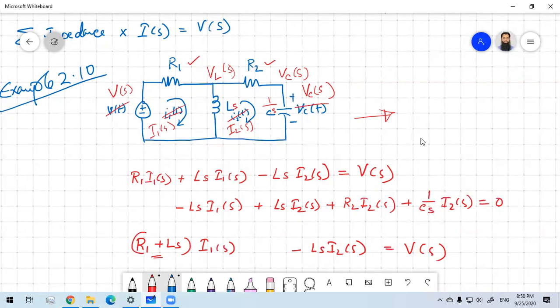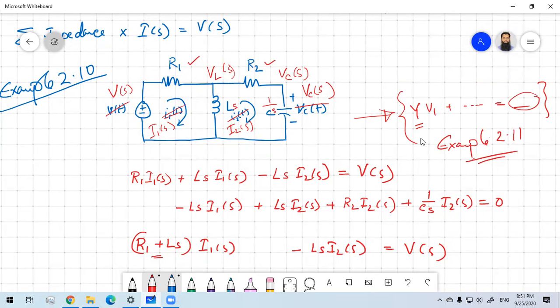And for nodal analysis, as you know, it will be helpful to apply admittance instead of impedance. So you can use the admittance Y; the summation of admittance times voltage will be equal to your current on the other side. You can apply that as well. This is actually your example 2.11, so do it by yourself. It is already worked out, so go for that one.